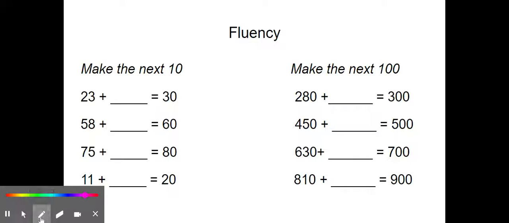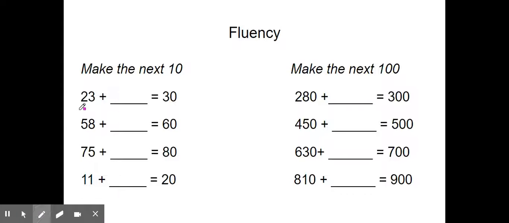Now let's do some fluency. Pause the video while you practice making the next 10. When you finish these 4 problems, we will go over them together. Let's practice making the next 10. When we're making the next 10, we want to pay attention to how many ones we have and think about our partners to 10.